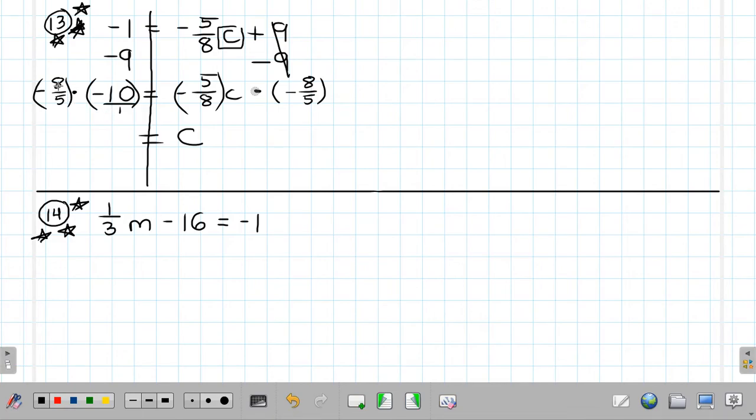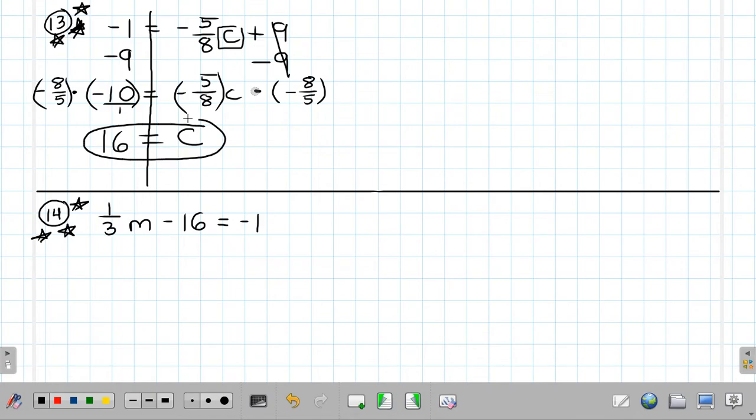Negative times a negative is a positive. 8 times 10 is 80. 5 times 1 is 5. 80 over 5. It's a little tricky, but you can do that in your calculator pretty easy, and you find out that that's just 16. Okay. So the answer to number 13 is 16.